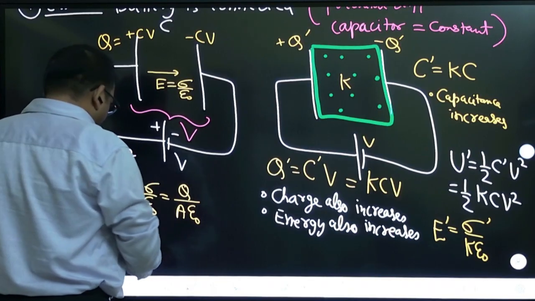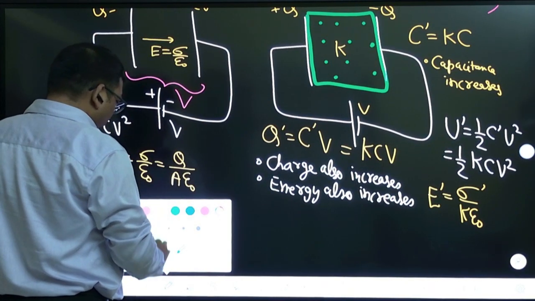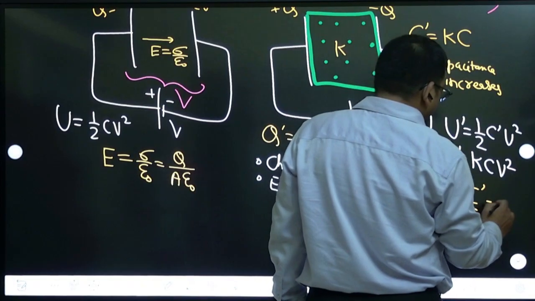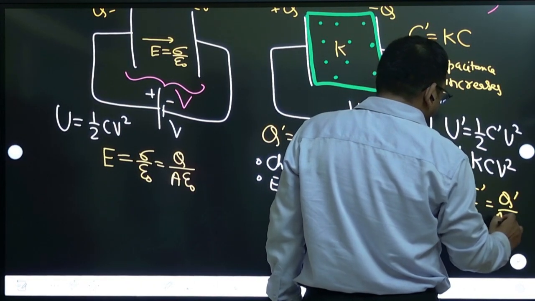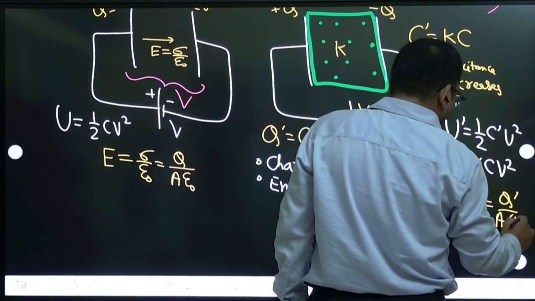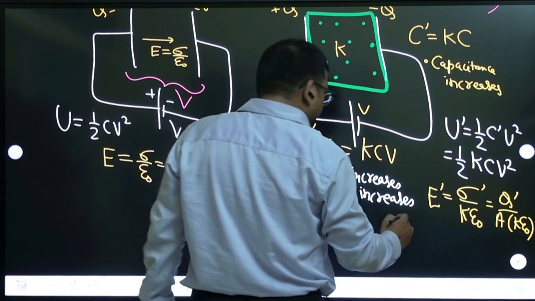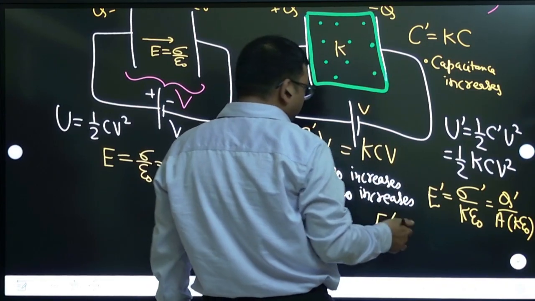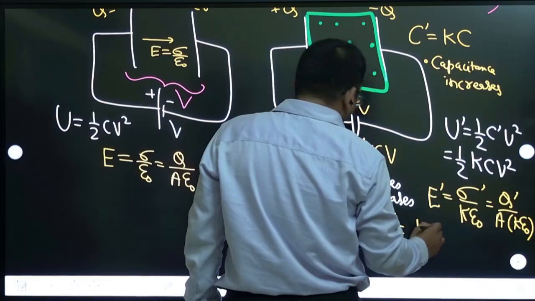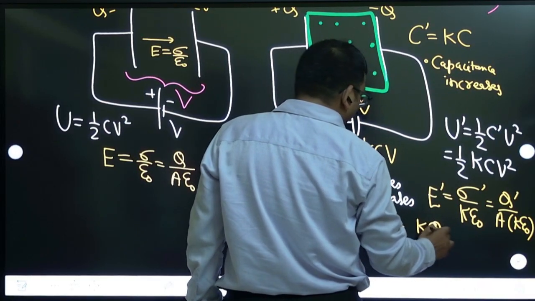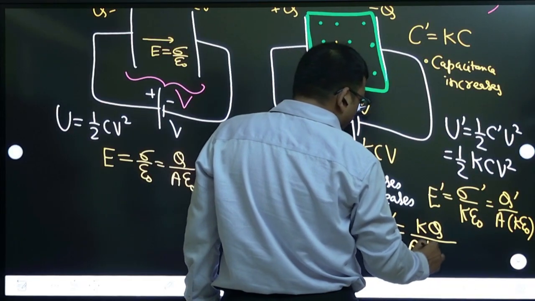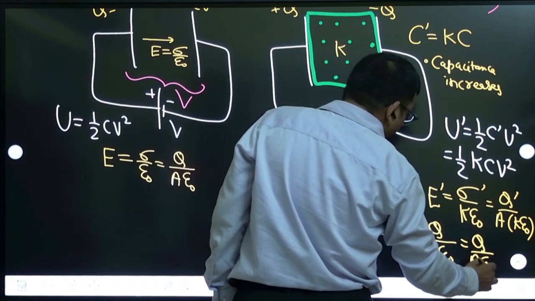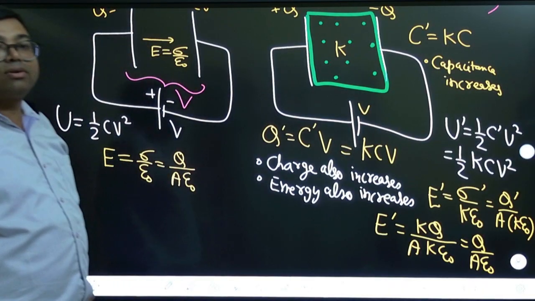Let's calculate that and check whether it is changing or not. So sigma dash is charge q dash by area. Area is the same, q dash by area, and this is k times epsilon naught. What is Q dash? Q dash we have calculated: K times CV, K times of Q, where Q is CV. So K times Q by area, and also this is K times. I think K gets cancelled, so it is the same Q by A epsilon naught. Right? So the electric field does not change.